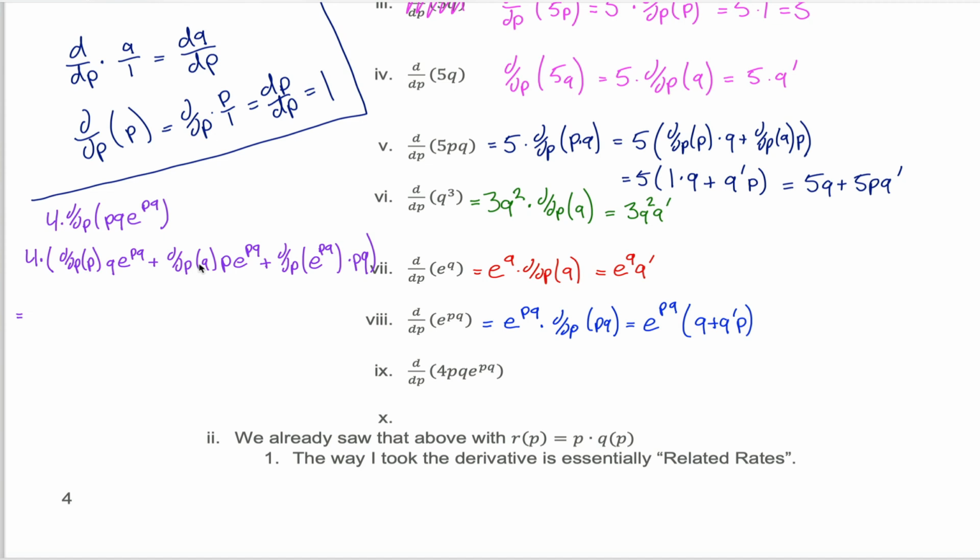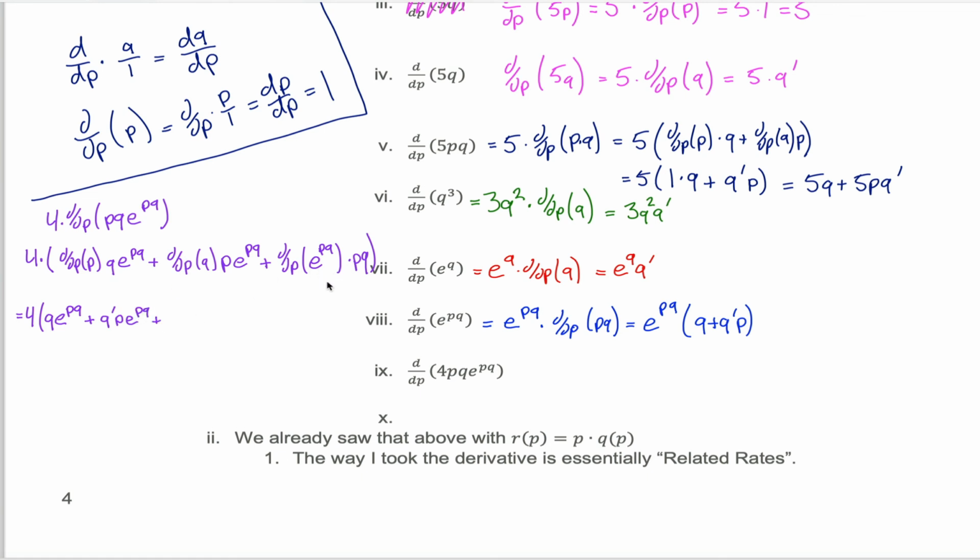We got 3 derivatives left to take. Are they all derivatives we can take? I think so. This first one is pretty easy, right? The derivative with respect to p of p is just the number 1. So I get 1 times q times e to the pq, in other words, q e to the pq power. What about this second term? The derivative with respect to p of q is not 1, it's q prime. So I get q prime times p times e to the pq power. You're like, all right, this is going okay.